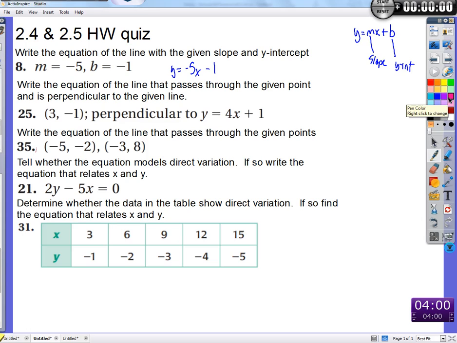I remember I may have said it a few times: if we have enough information to graph the line, if you could imagine graphing this line with the information they give you, you have enough to write the equation of the line. So they give us a point, and they tell us that the line that goes through this point is perpendicular to this other line. Okay. So they give us a point, and then what is this telling us about our line that we're trying to write the equation for?